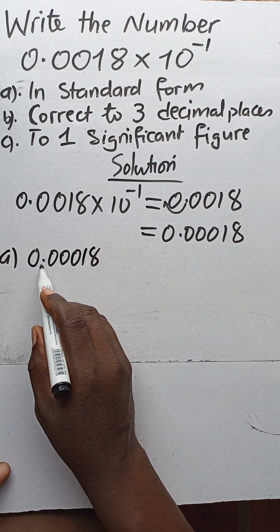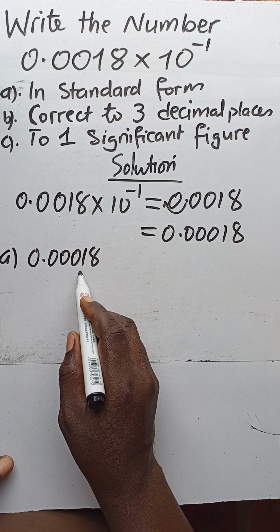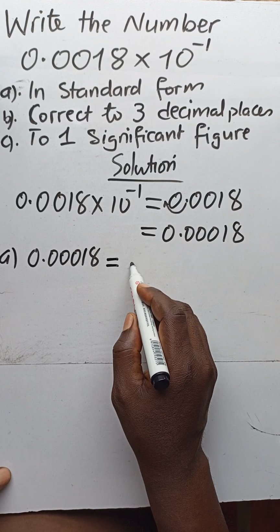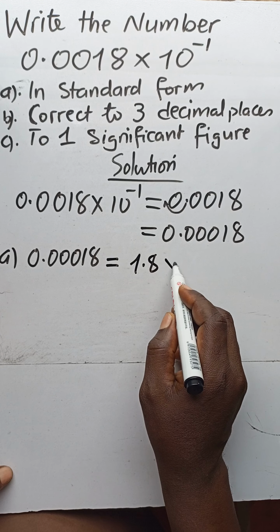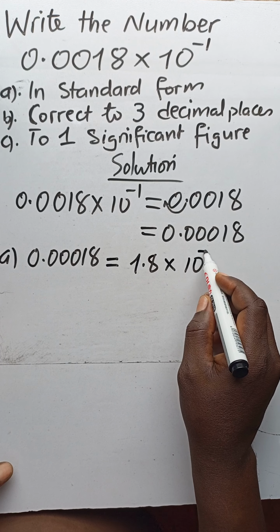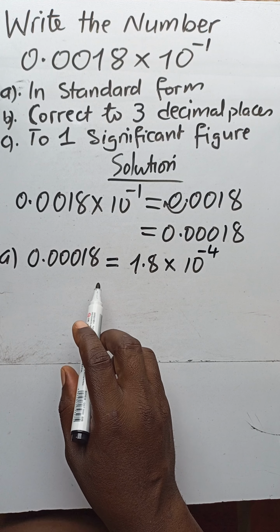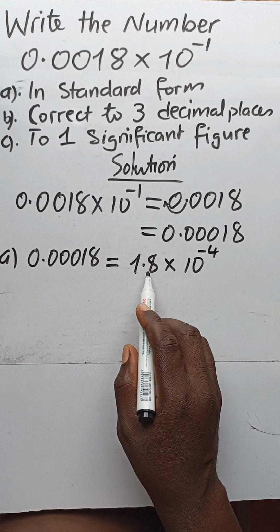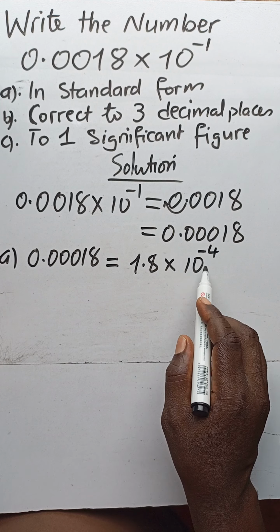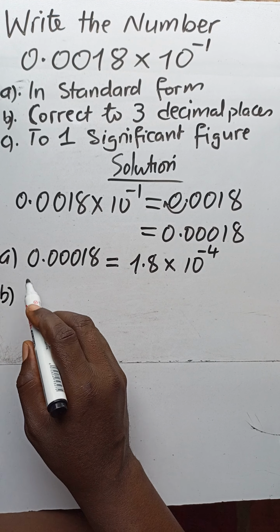Now, let us write that number in standard form. 0.00018 in standard form, we're going to move the decimal point 1, 2, 3, 4 places to the right, so that we'll have 1.8 times 10. Since we moved towards the right, the power takes the negative sign. So this number in standard form will be 1.8 times 10 to the negative 4.